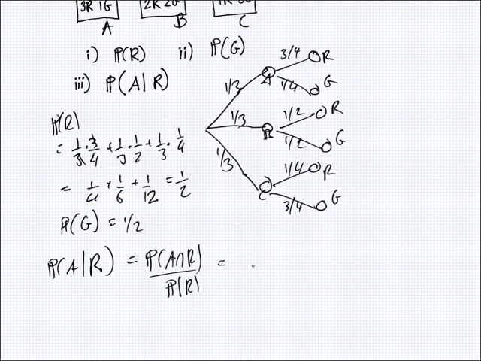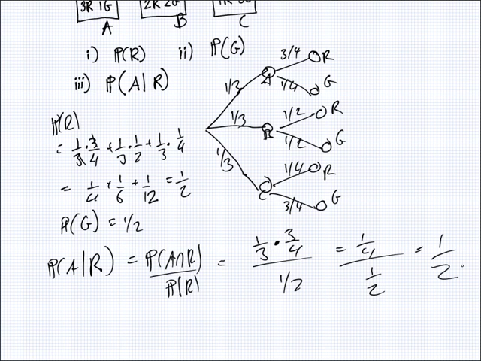Yeah. Well, I know that red is a half, and A and red is 1 over 3 times 3 over 4. So that's a quarter over a half, which is a half as well, coincidentally. Is that still visible? Yes? Okay. Why do you put the numbers like 1 over 3 for each ABC? Because I'm assuming they're equally likely.